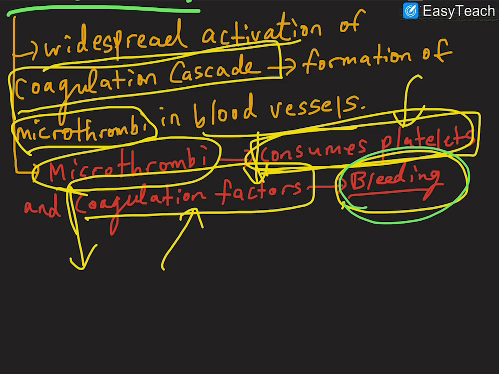Once again, you see bleeding because you're consuming platelets and coagulation factors in DIC. You're making a bunch of clots, but in order to make all those clots, you're decreasing your platelet count and your coagulation factor count because you're consuming them. That's going to lead to bleeding because now you don't have enough platelets or coagulation factors to properly seal any blood vessel damage. So you start bleeding a lot.